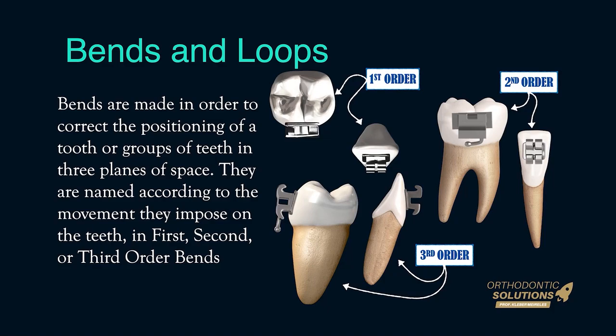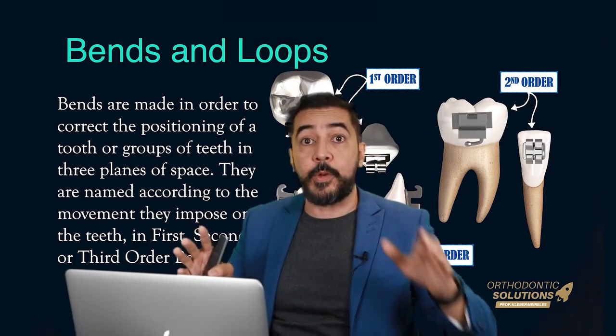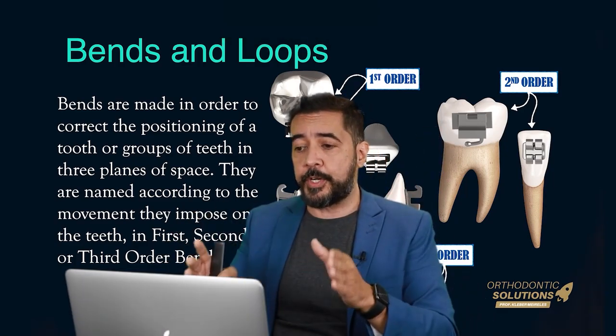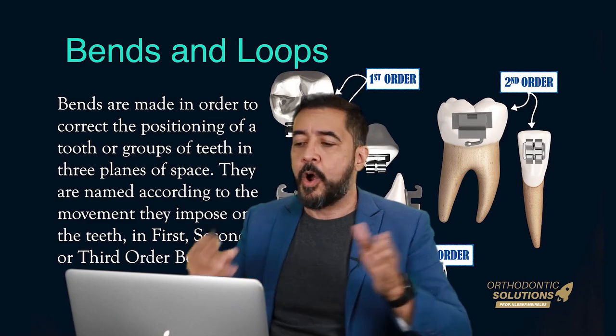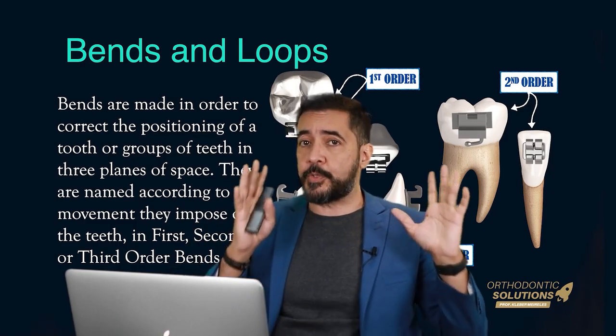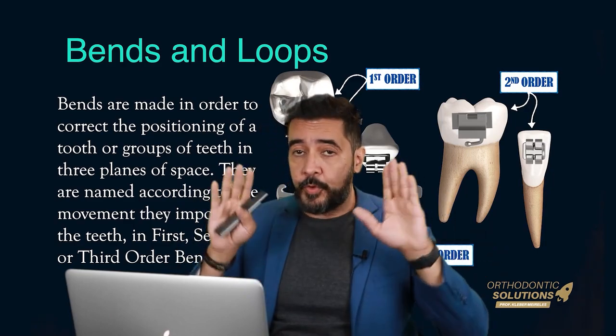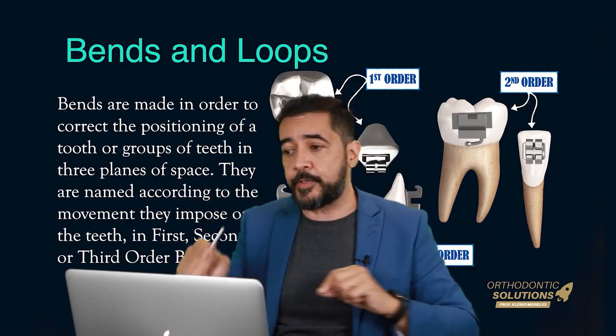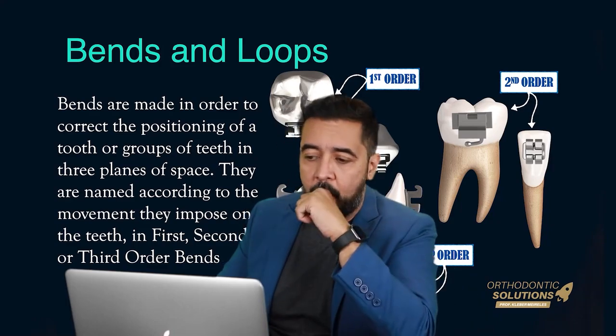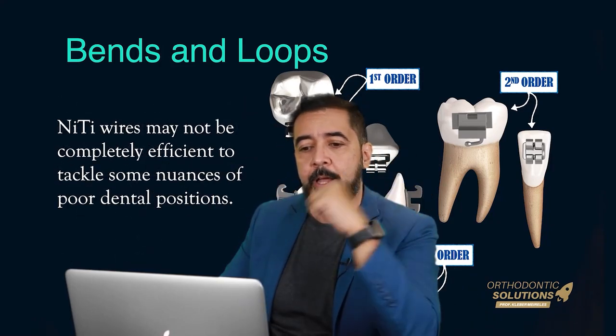Bends are made in order to correct the positioning of a tooth or a group of teeth in three planes of space. They are named according to the movement they impose on teeth: first, second, and third order bends. Same thing with movements. So when we think about doing a first order, second order, or third order movement, we have to keep in our mind what we are doing. So let's establish from now to the end of the course what is first order, second order, or third order bends or movements as it matters.